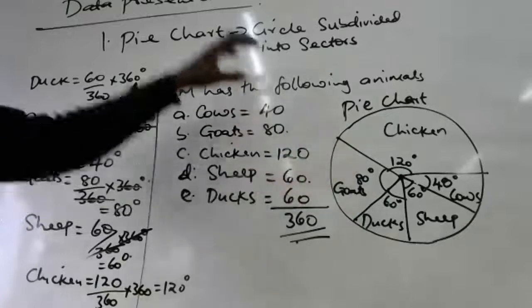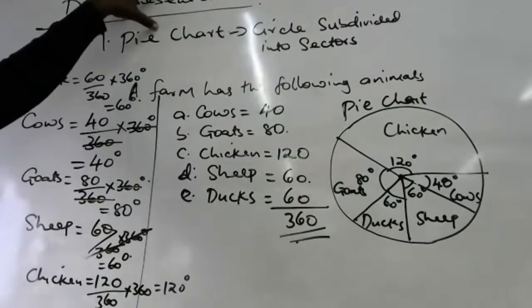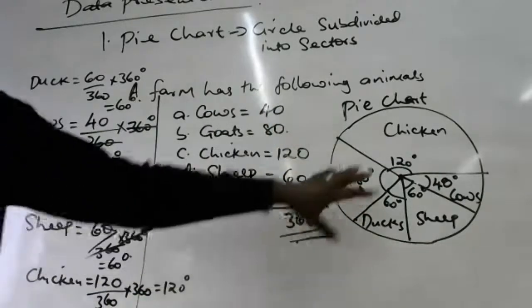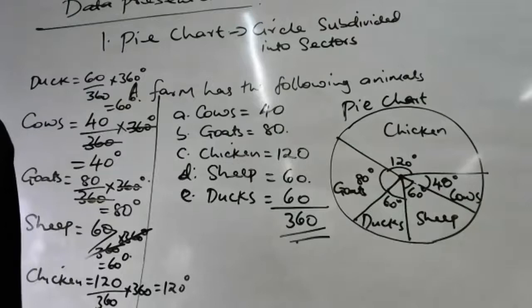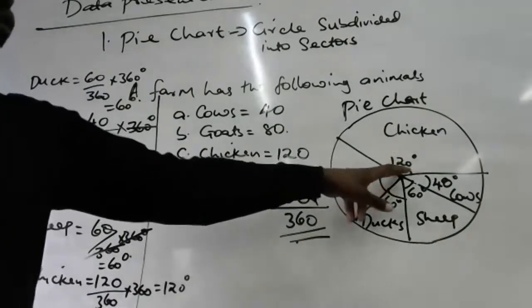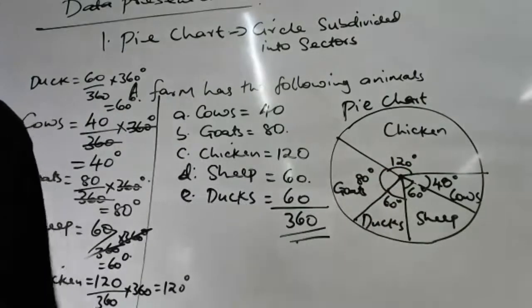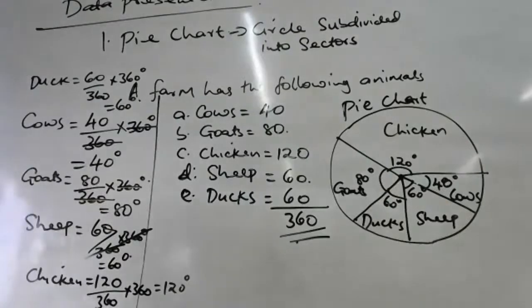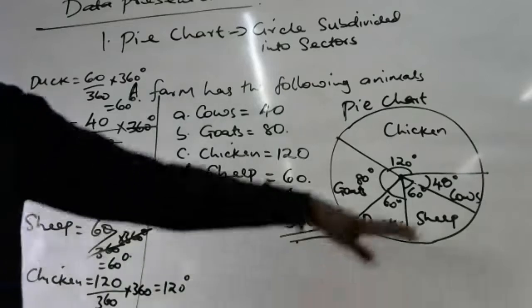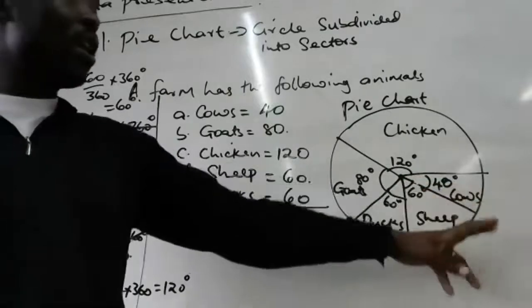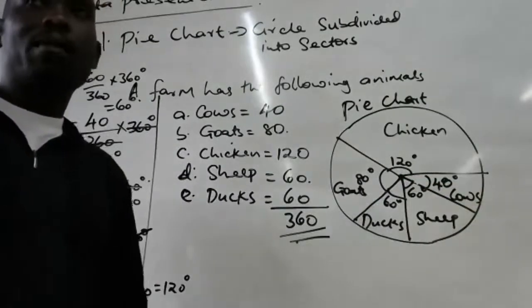A pie chart is one of the ways you can present data. Even if I'm not given this information, I can interpret and say that in that farm, chickens are the majority, because they have a higher percentage. And I can also conclude that the animals which are fewest in number are the cows, because they are represented by a very small sector here. So that is how we can present the data.